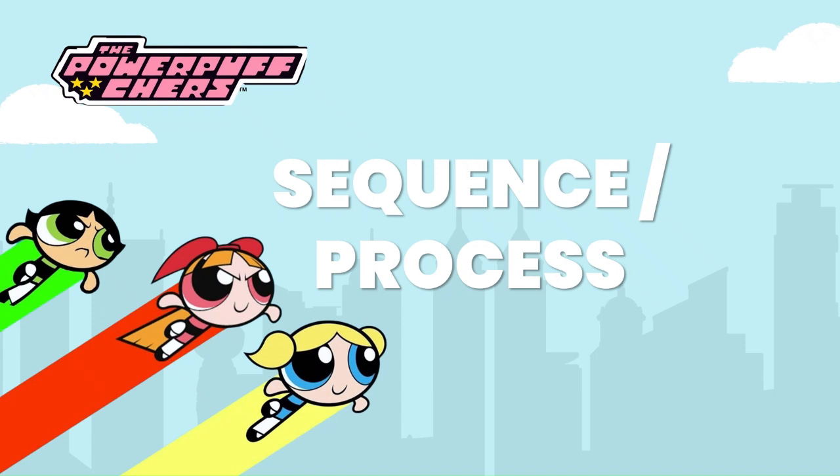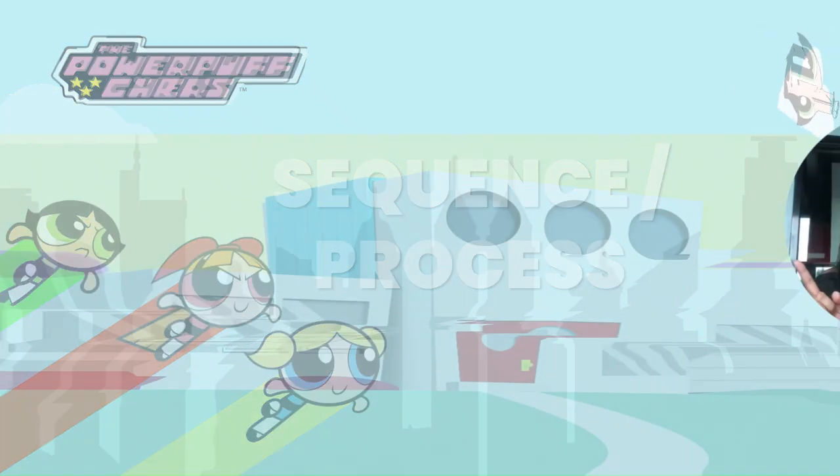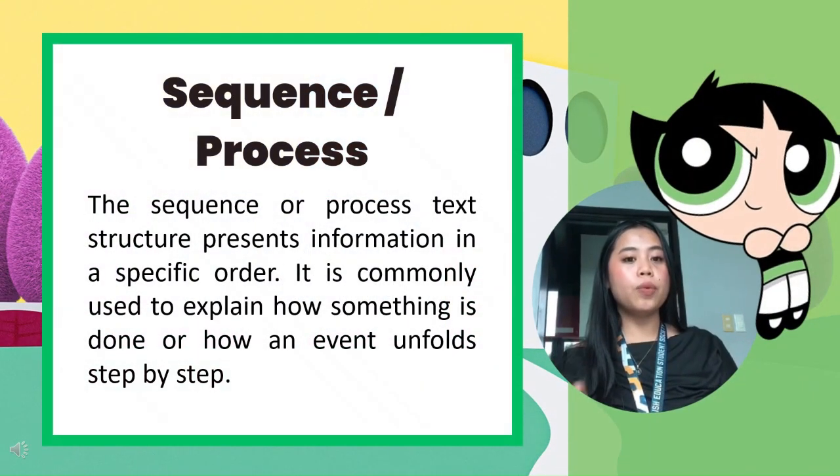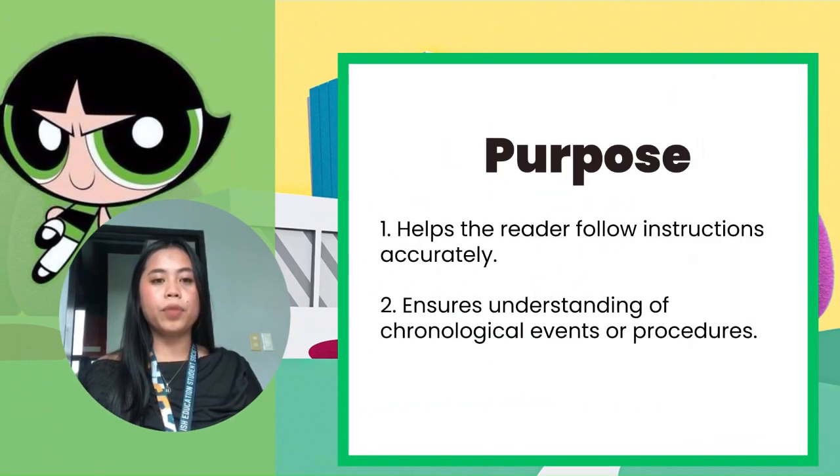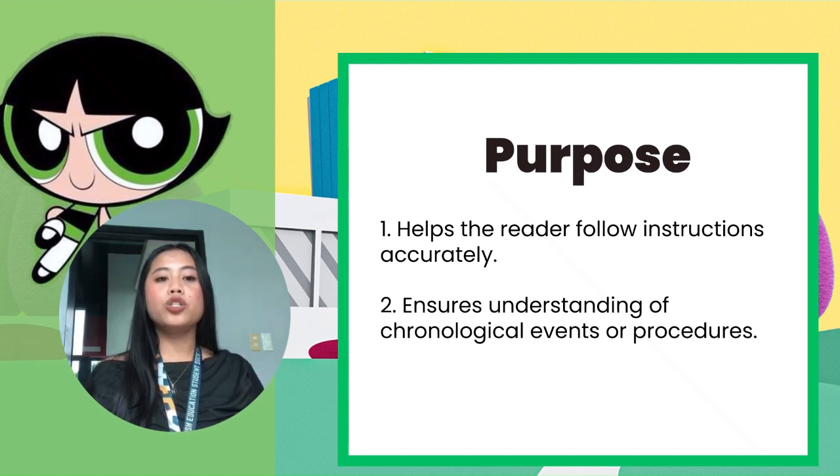Now let us proceed to the different kinds of structure of an expository text under non-journalistic text. First, we have sequence or process. Now, the sequence or process text structure presents information in a specific order. It is commonly used to explain how things are done or how an event unfolds step by step. Its purpose is to help the readers follow instructions accurately and ensure understanding of chronological events or procedures.